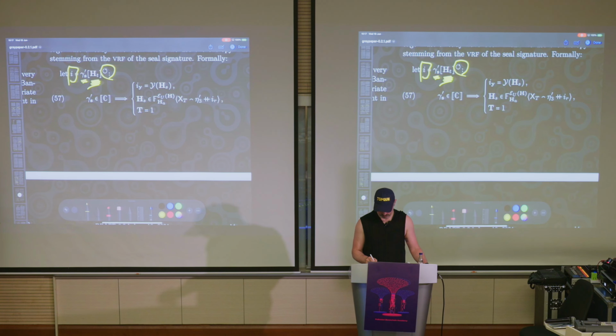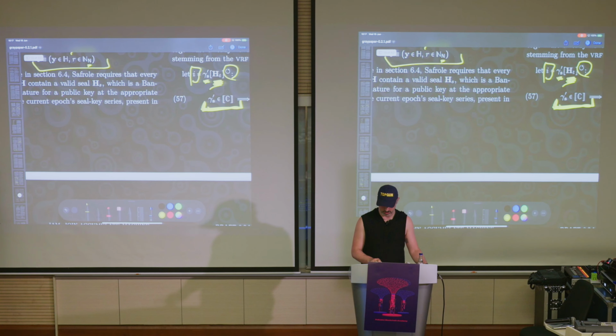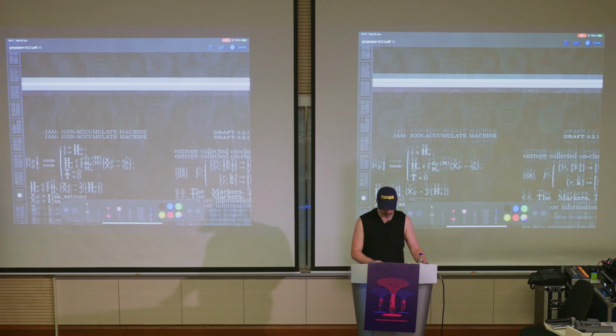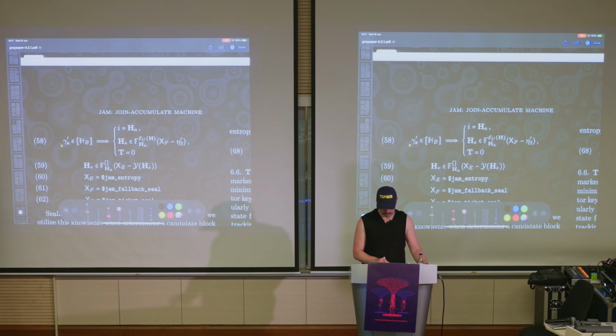And we're looking for an authorization. We're looking to make sure that the block seal is in line with this key, is in line with what we're expecting, this privilege. Now, our seal keys might be either tickets from the lottery, that's what it should be under regular operation, or in fallback, there'll be Bandersnatch keys. It's going to be one or the other.